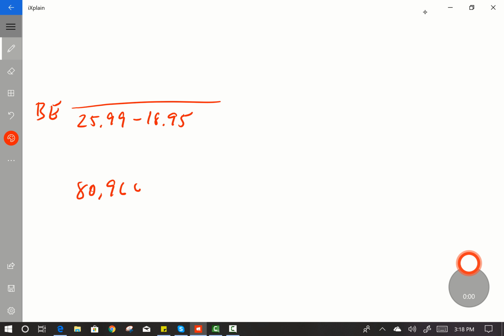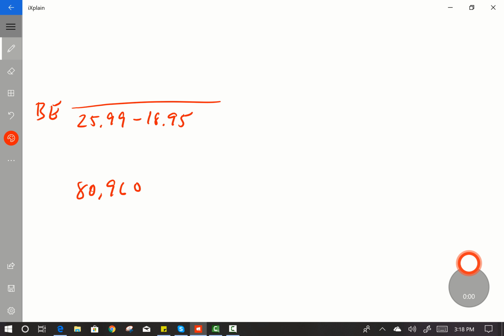Angel Corporation produces calculators selling for $25.99, and its unit cost is $18.95. And we're assuming a fixed cost of $80,960. What is the break-even point in units?